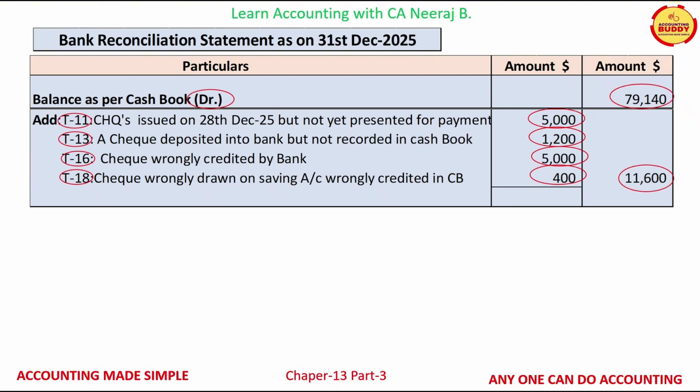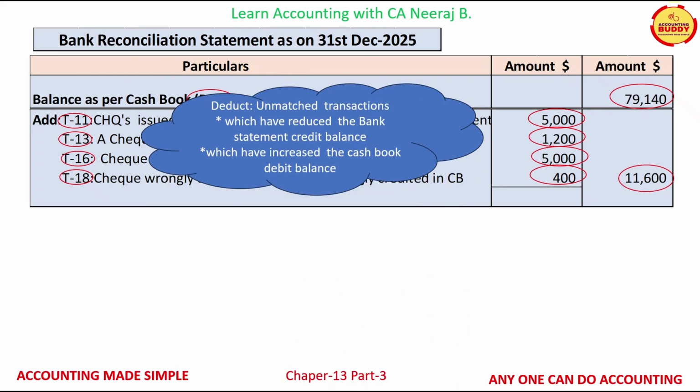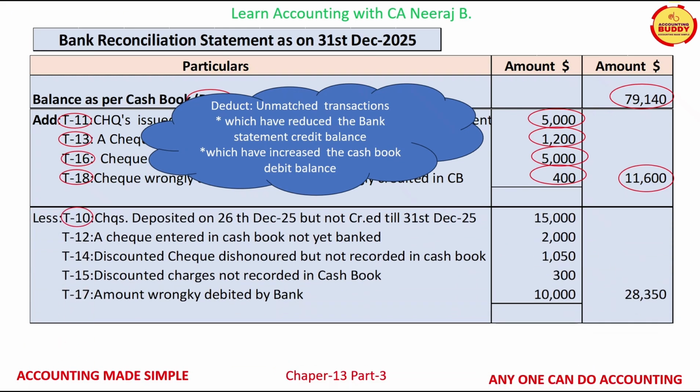Now let us consider the unmatched transactions which need to be deducted. Only those unmatched transactions will be deducted which have reduced the bank statement credit balance and those unmatched transactions which have increased the cash book debit balance. T10 unmatched transaction is checks deposited on 26th December 25 but still not credited till 31st December 25 amounting to $15,000 will be deducted.